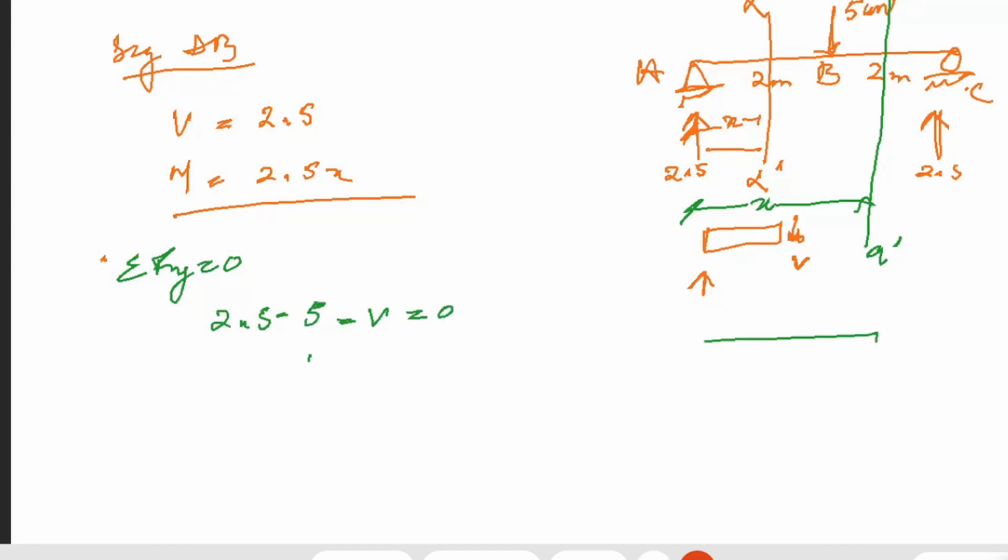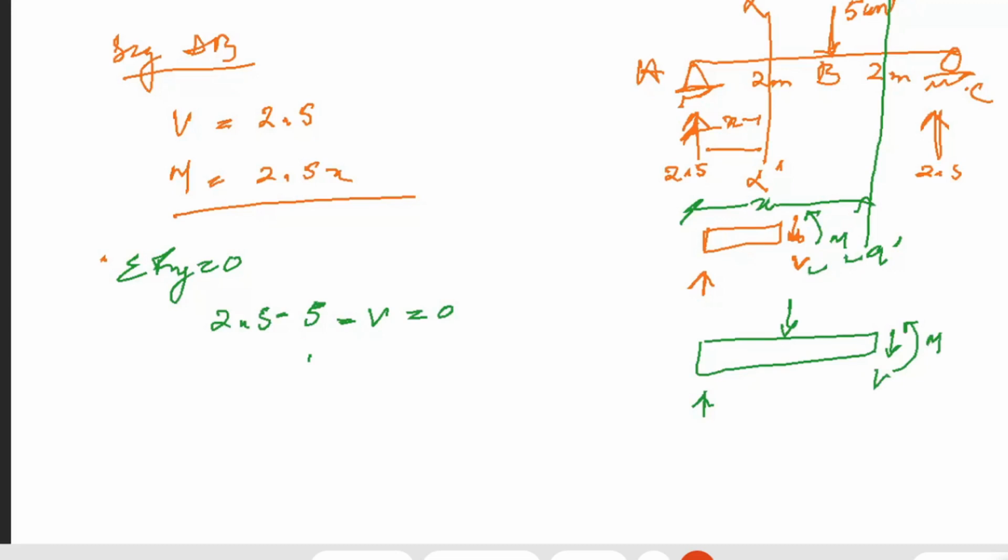Now you have this load, you will be having a shear force, you will be having a moment. Here again you had a moment also, M. You calculated V, you calculated M. Here again you have V, you have M.